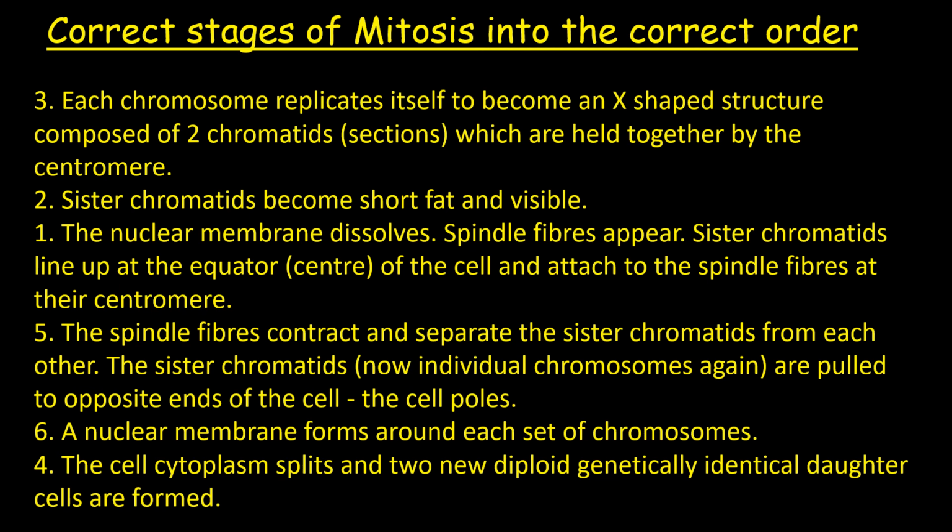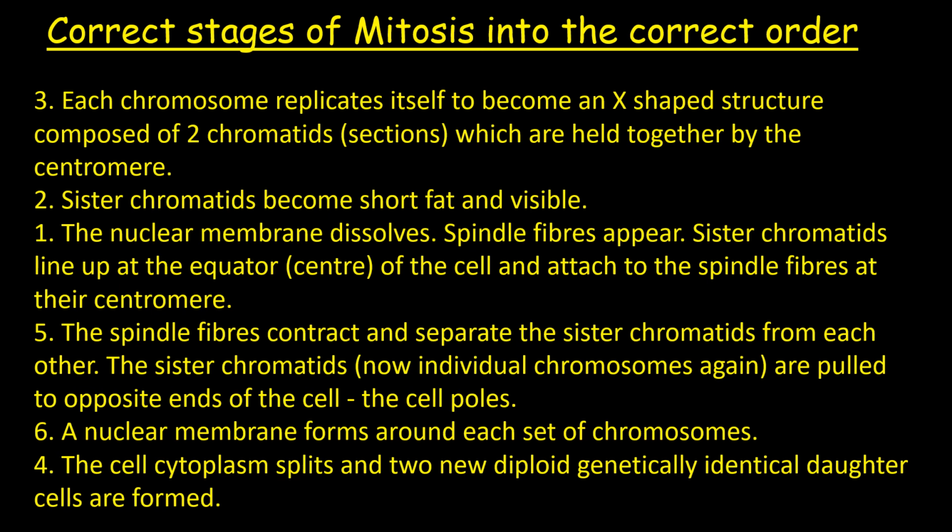Then it would be number 5, the spindle fibers contract and separate the sister chromatids from each other. The sister chromatids, now individual chromosomes again, are pulled to opposite ends of the cell, which is also referred to as the cell poles. Then it would be number 6, so a nuclear membrane forms around each set of chromosomes. And lastly, it would be number 4, so the cell's cytoplasm splits and 2 new diploid genetically identical daughter cells are formed. So well done if you managed to get that all correct.